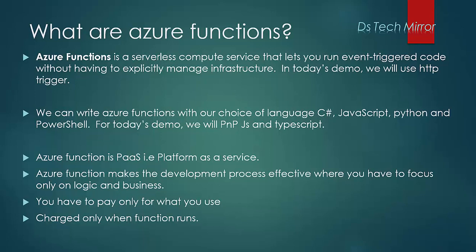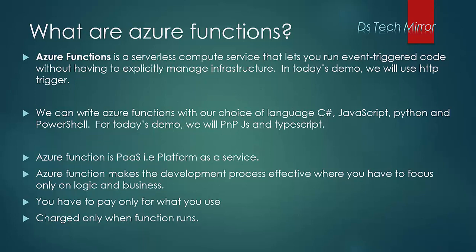Azure function is PaaS, that is platform as a service. In Azure, we have various services like software as a service, infrastructure as a service, platform as a service. Azure functions come under platform as a service. Azure functions make the development process effective, where you have to focus only on logic and the business. This is one of the advantages of using Azure functions. So while writing an Azure function, we have to just focus on our business logic. There's no need to worry about the infrastructure which our code will be requiring. That will be taken care of by Microsoft Azure.